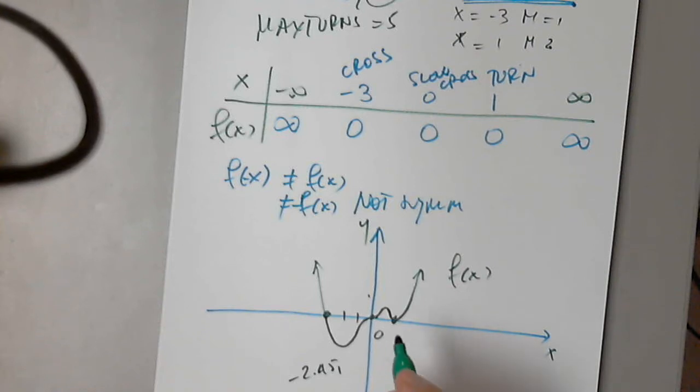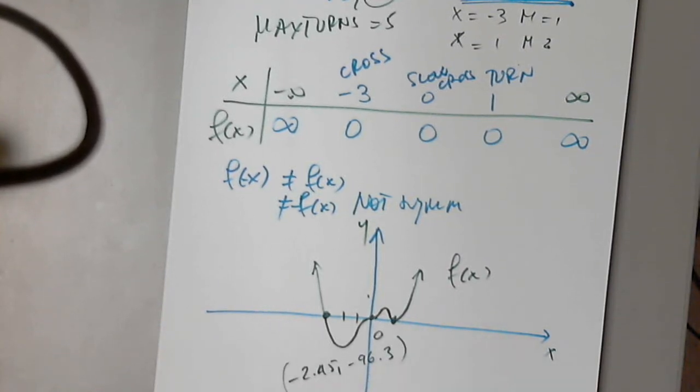-2.45, and the minimum value is -96.3. Now I'm going to forget about that. I don't care about it anymore. I care about this piece now, right here, between 0 and 2. So I go to the viewing window between 0 and 2, and now I want between -2 and 2 with a scale of 1. Just show me that piece.